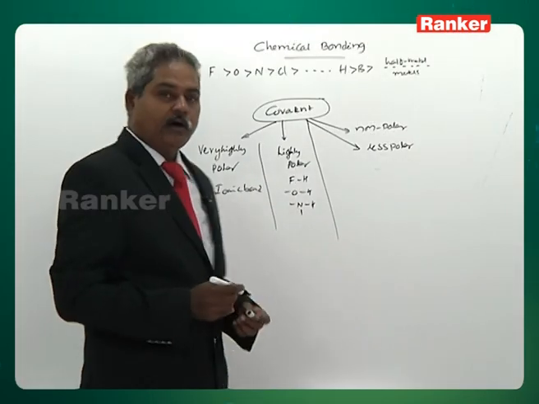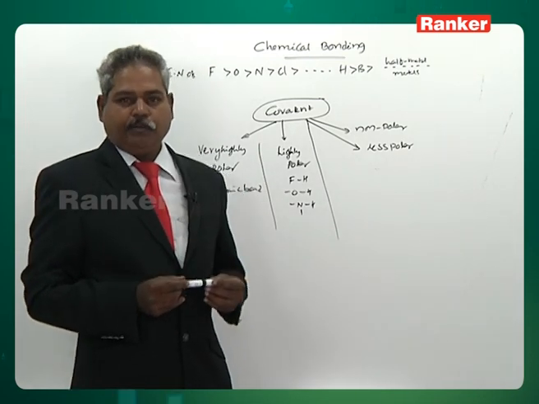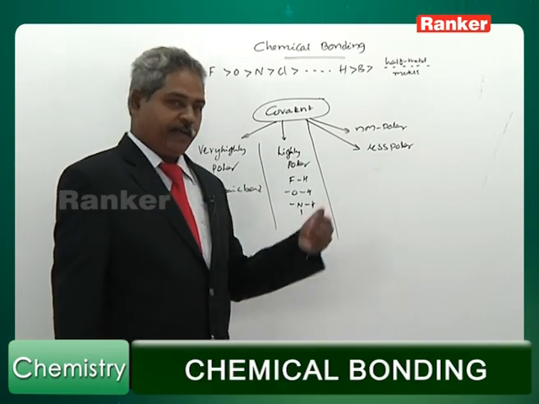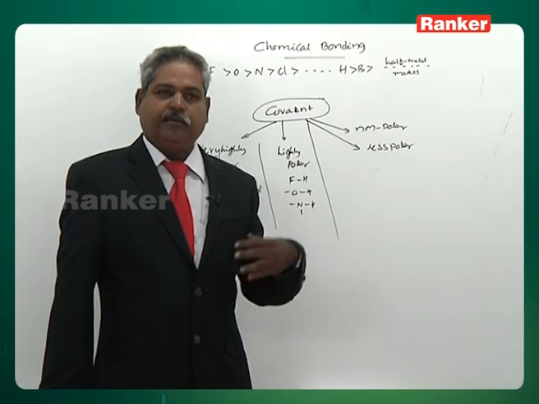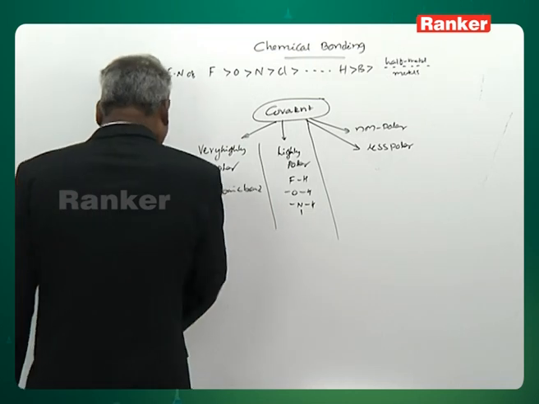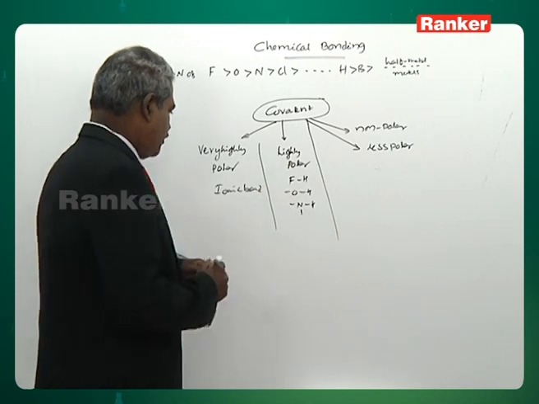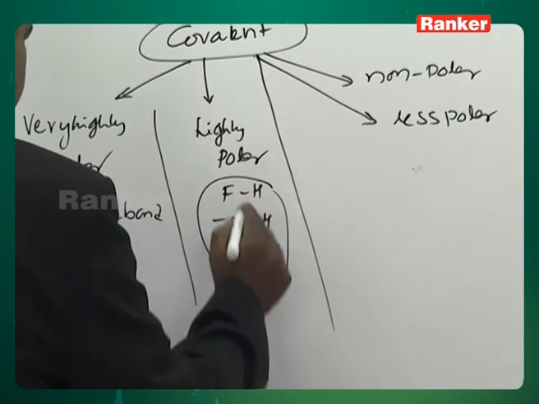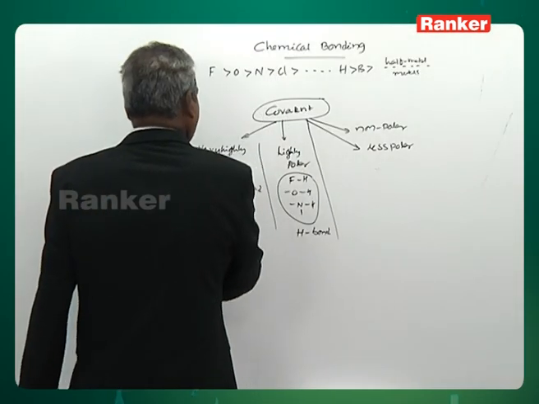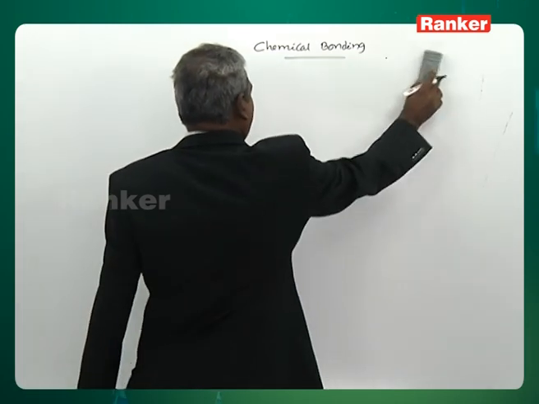So, no bond is 100% ionic. Even in an ionic bond, there still is some covalent character. What is covalent character? Give and take. I will give you, but I still take it back. No bond is 100% ionic in nature. So, you now have 3 classifications: highly polar, which leads to hydrogen bond, and ionic bond. Now, how to say if a molecule is polar or not?